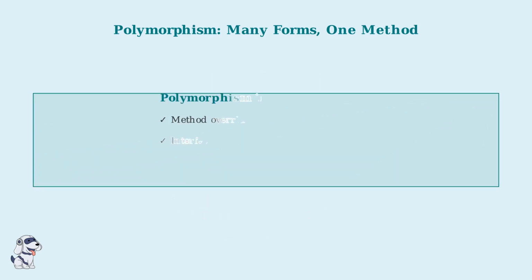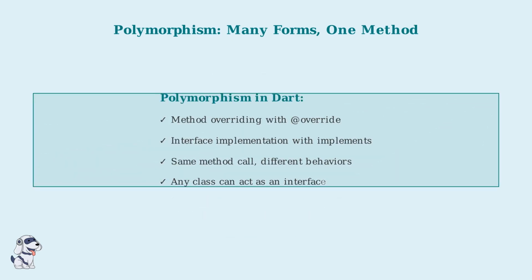Polymorphism in Dart is achieved through method overriding and interface implementation. It allows the same method call to produce different behaviors, making your code more flexible and maintainable. Remember, any class in Dart can act as an interface, giving you powerful design options.